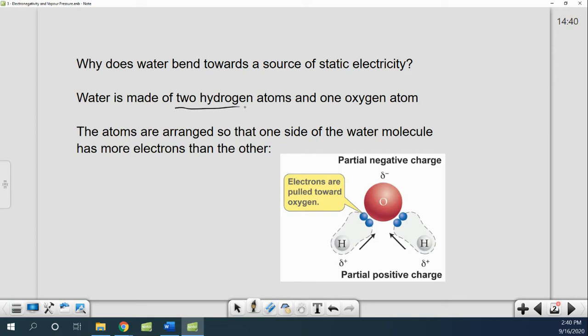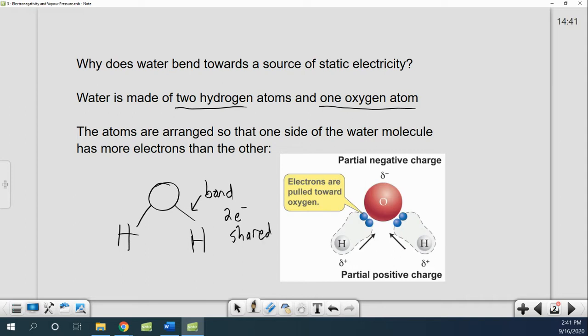Well, water is made of course of 2 hydrogens and 1 oxygen. So those are the atoms we have in water. If you were to look at the actual shape of water, the atoms are arranged so that one side of the water molecule has more electrons than the other. So here's your oxygen, here's your 2 hydrogens, and this line represents a bond. And a bond is, in this case, 2 electrons being shared. So they share a couple electrons there.